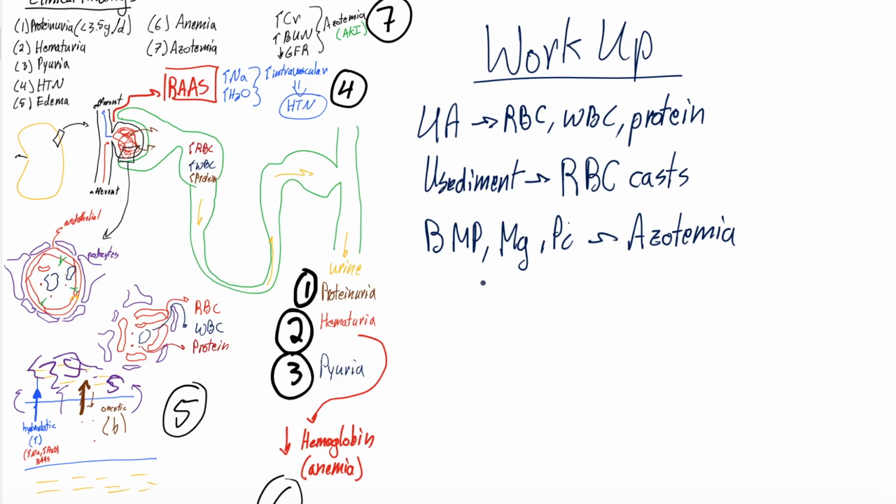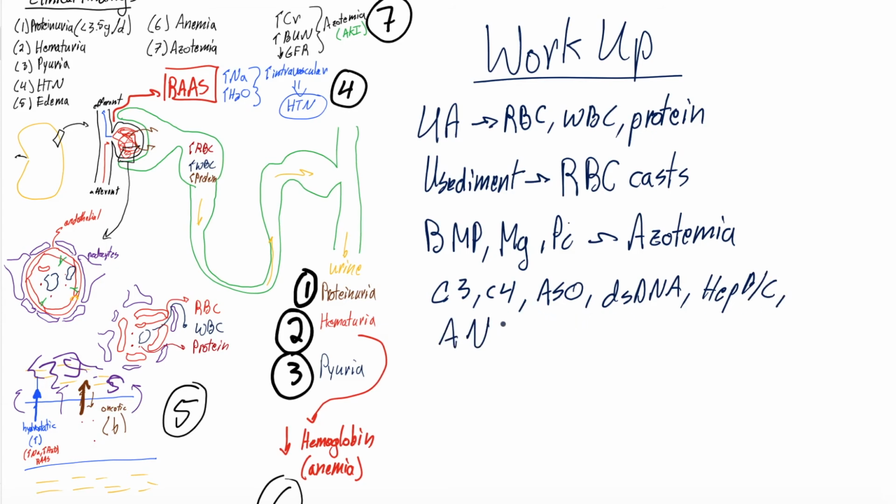In addition to that, you're going to want a few different things to work up the cause: a complement 3 and a complement 4, anti-streptolysin O, double-stranded DNA, hepatitis B and C, ANCAs, and then eventually you're most likely going to also need a renal biopsy to confirm the diagnosis.